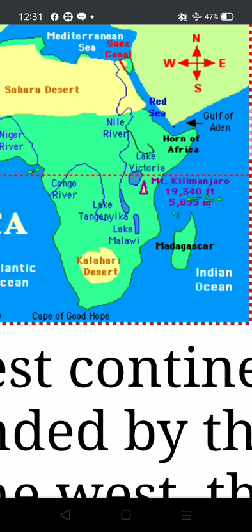No country other than Europeans or Indians and Arab travelers had much knowledge about the interior parts of Africa. It was not known to anybody. ఆఫ్రికా చాలా వరకు చాలా మందికి తెలిసి ఉండలేదు. That is why it was called the Dark Continent.